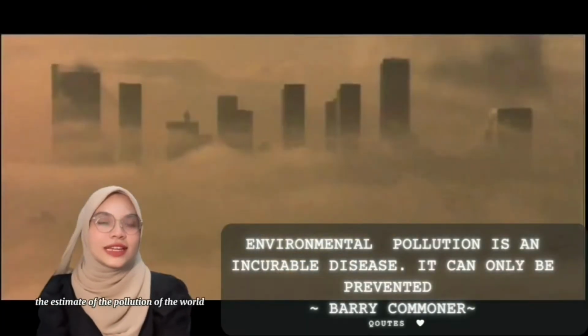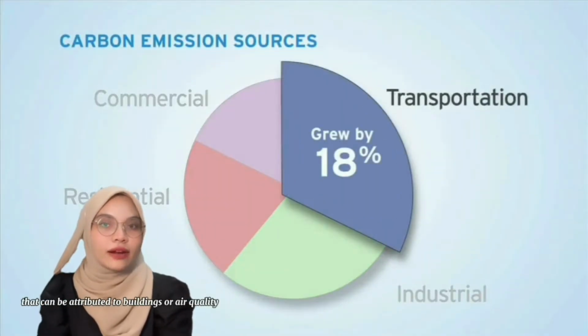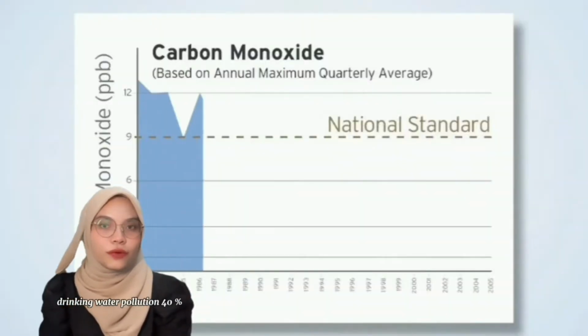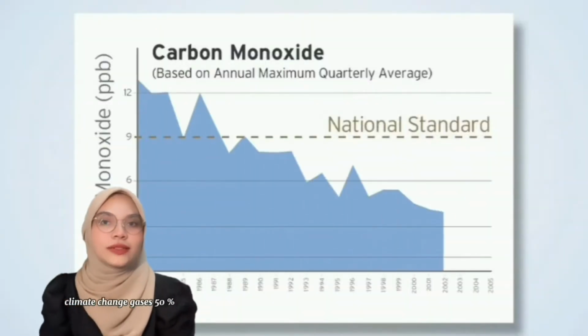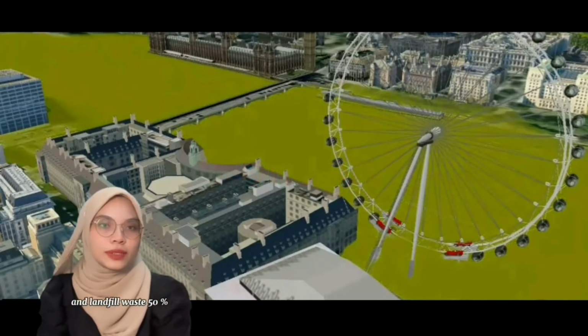According to Dixon, the estimate of the pollution of the world that can be attributed to buildings is: air quality in cities 23%, drinking water pollution 40%, climate change gases 50%, ozone depletion 50%, and landfill waste 50%.